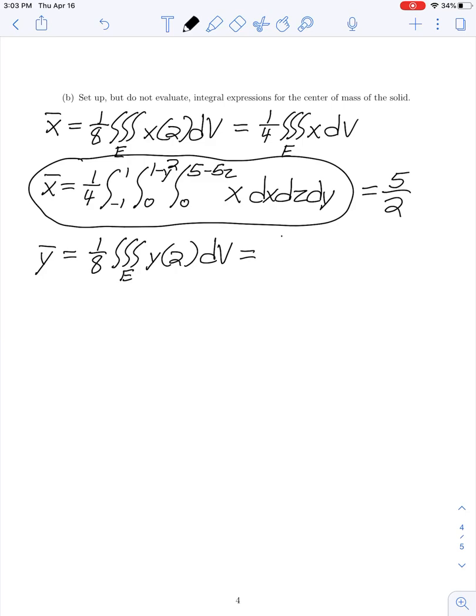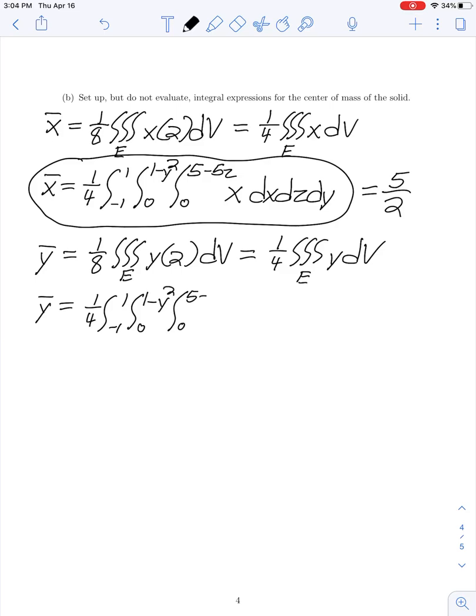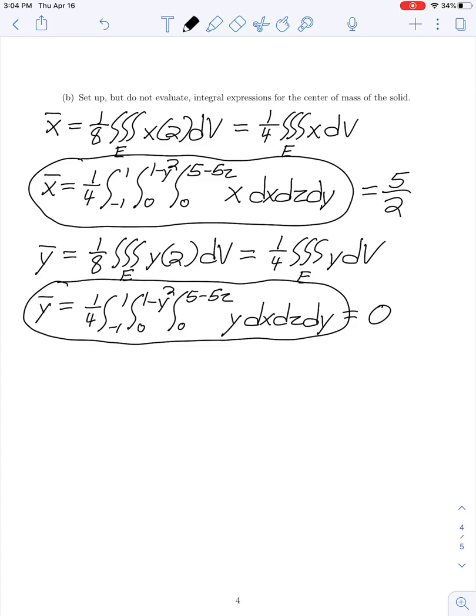So again, pulling out the constant 2, we would have 1/4 of the triple integral over the solid E of y dv. So here, again, as an iterated integral, we would have 1/4 from -1 to 1, from 0 to 1 minus y squared, and from 0 to 5 minus 5z. We're integrating y in the order dx, dz, dy. So you can check if you evaluate this. This works out to 0, but we are just asked here to set up that integral.